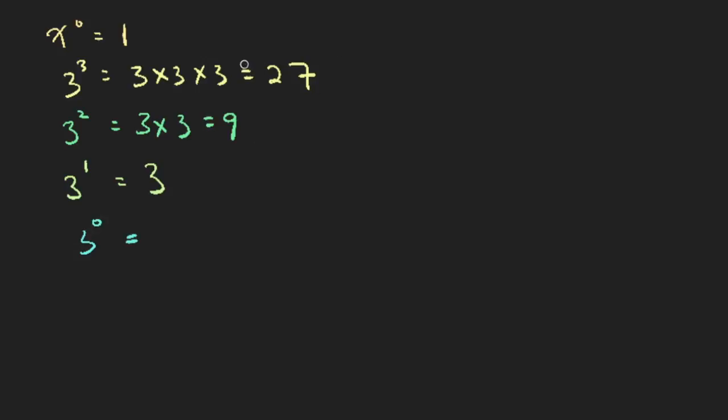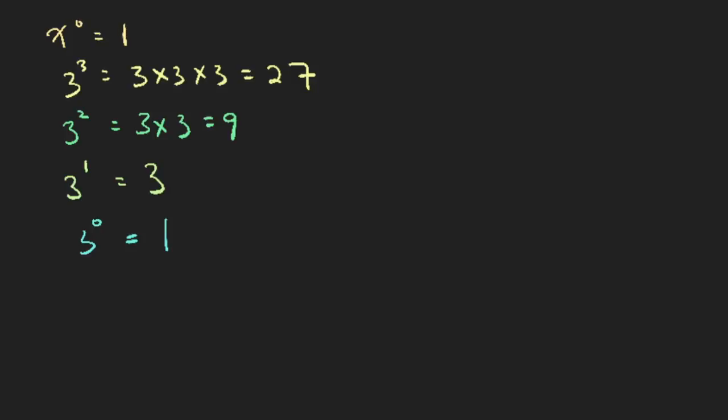Now you can see a pattern here. Each of these levels is divided by 3. So there is one less 3. 3 to the power of 2 is 3 to the power of 3 divided by 3. So 27 divided by 3 is 9. 9 divided by 3 is 3. So 3 divided by 3 is 1. So you can do this for any number, and any number to the power of 0 will be 1.